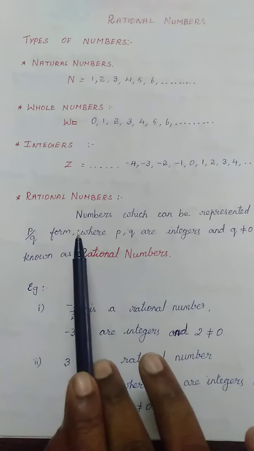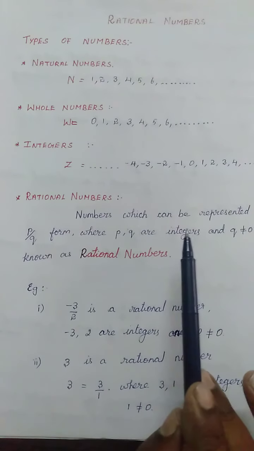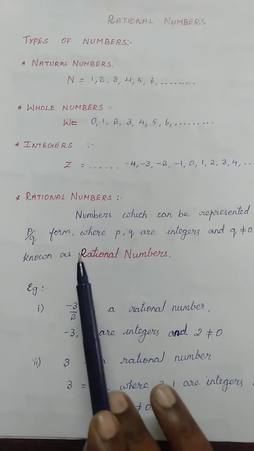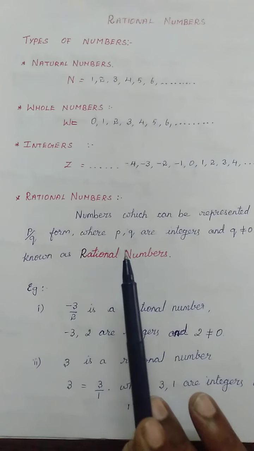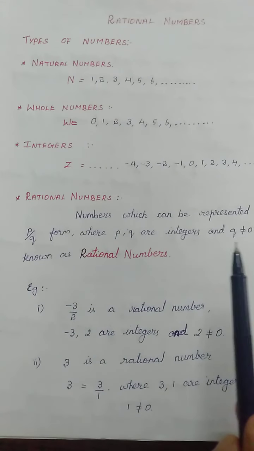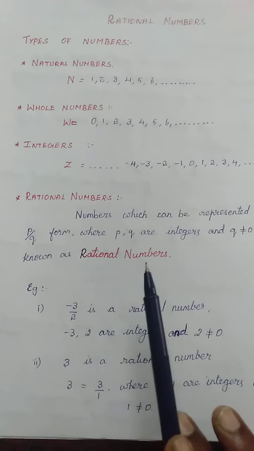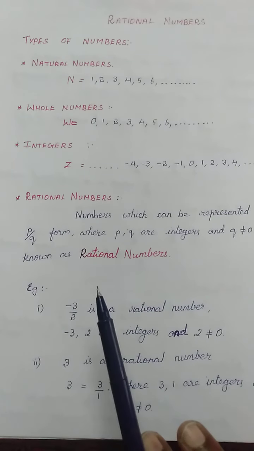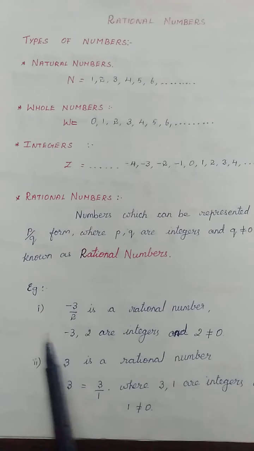Let me say it again. Numbers which can be represented in P by Q form, where P and Q are integers and Q does not equal 0, are known as rational numbers. Let us see an example.